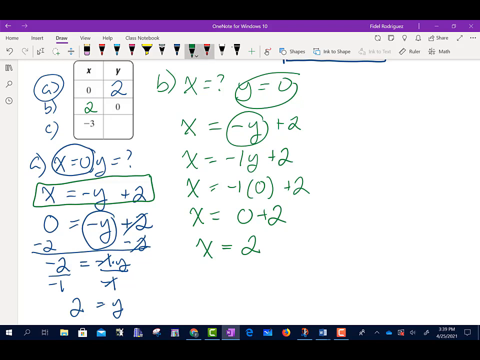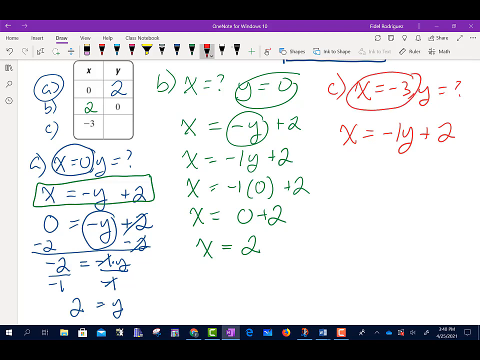Okay. We're almost done. We've got a third part now. So in the third part, we do know that x is equal to a minus 3, but we don't know the value of y. So again, I'm going to write down my equation. x equals, and again, I'm going to think about it as a negative 1y plus 2, and we're plugging in the negative 3 right over here.